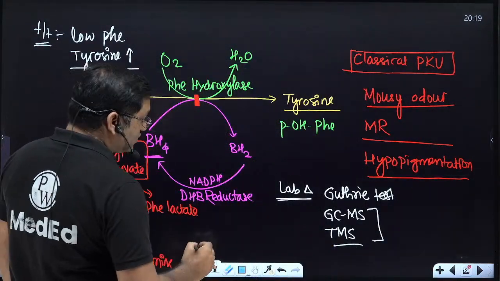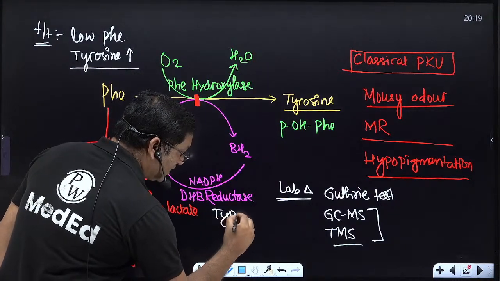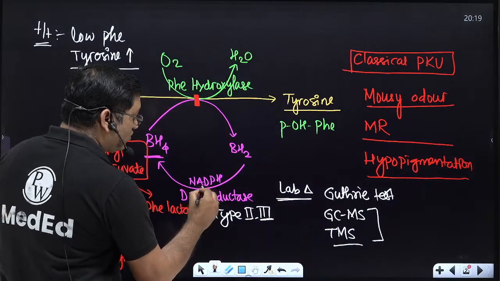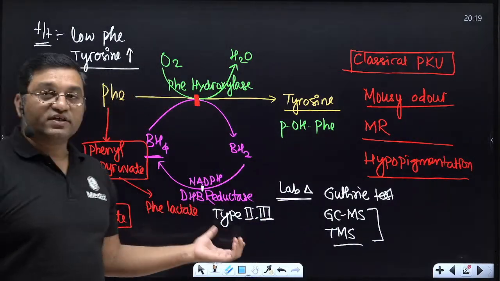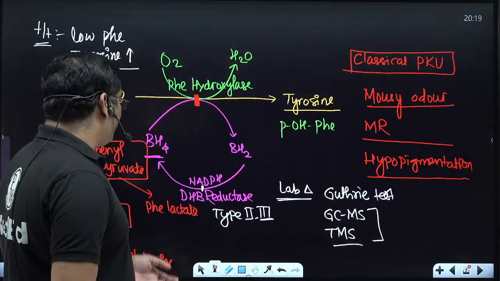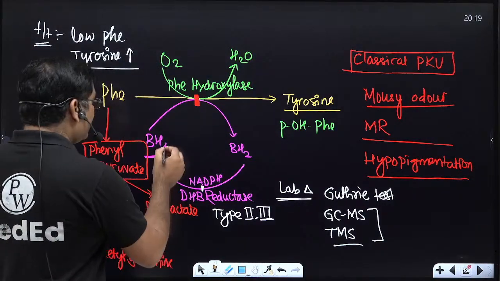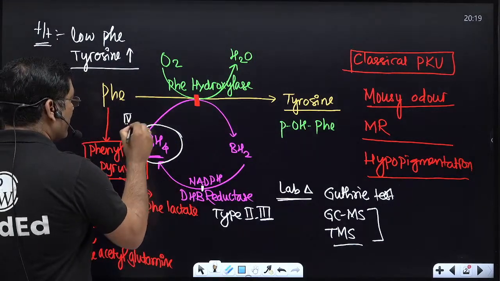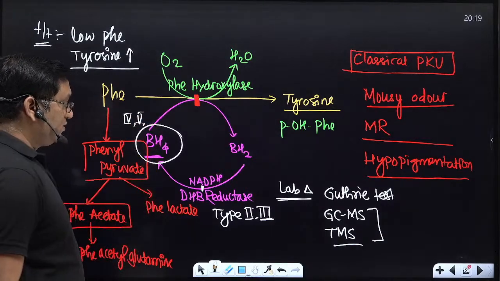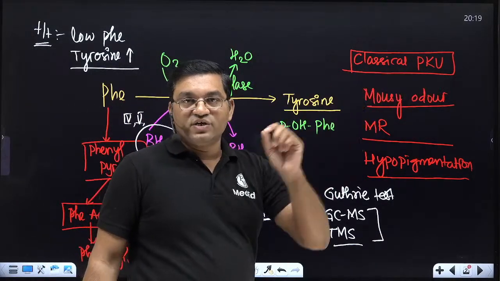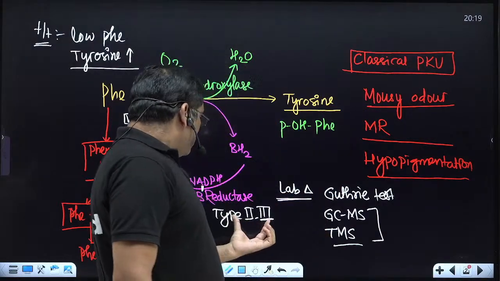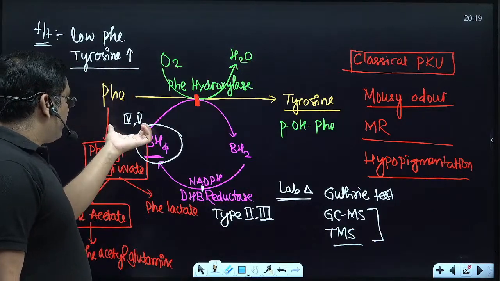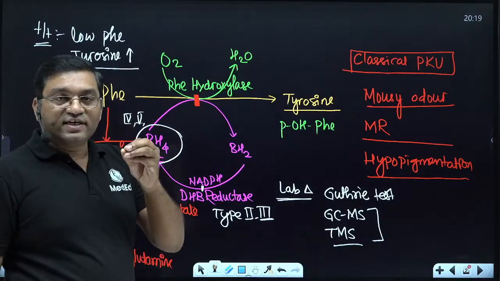Phenylketonuria type 2 and type 3, it is due to defect in the dihydrobiopterin reductase. And 4 and 5, these are related with the tetrahydrobiopterin biosynthesis. This is type 1. Classical phenylketonuria is the type 1 phenylketonuria. Type 2 and type 3 due to dihydrobiopterin reductase defect, and 4 and 5 it is due to tetrahydrobiopterin biosynthesis.